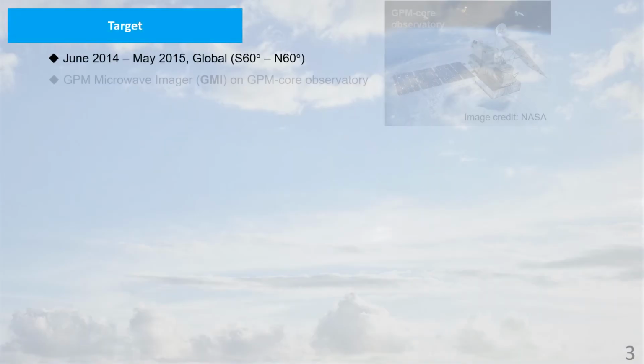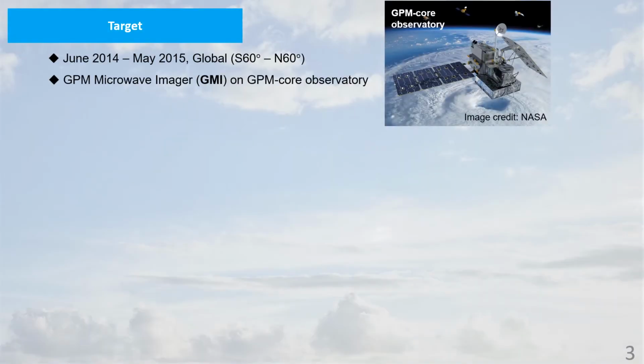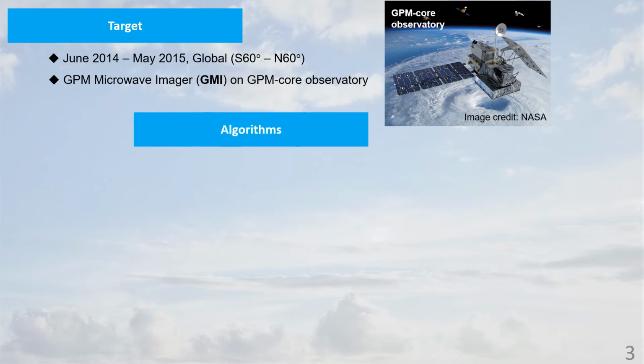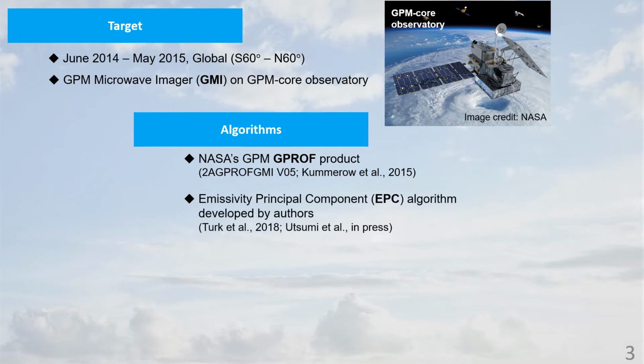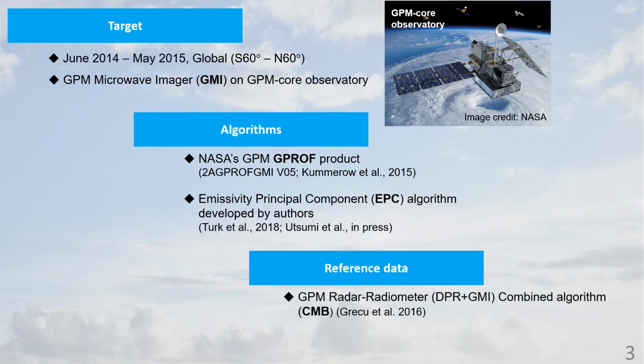The target here is 1 year of GMI observations, and the algorithms evaluated are GPROF by NASA and the EPC algorithm developed by us. And we used the radar radiometer combined algorithm as a reference for surface precipitation rate and vertical profile condensed water content.